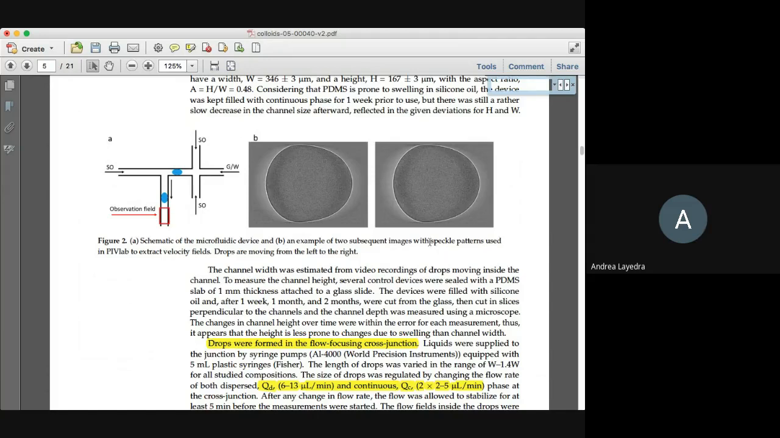And with the speckle patterns, they are going to be used in order to trace the fluid and to be able to represent them, because they use this particle velocimetry. So that's why they use these very little particles. And here there is the schematic of the architecture of the microchannels. And in the red rectangle, you see the observation field. That is the location at which the droplets are going to be imaged.